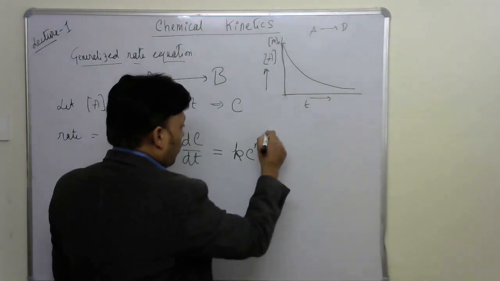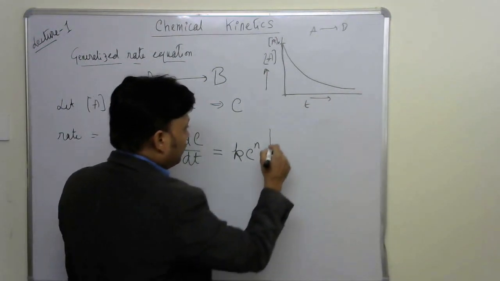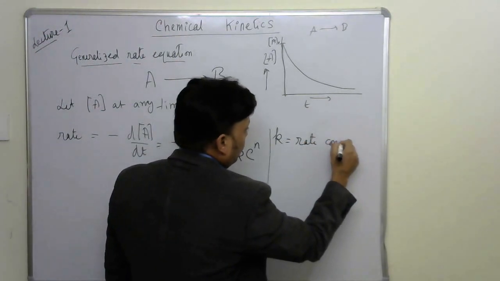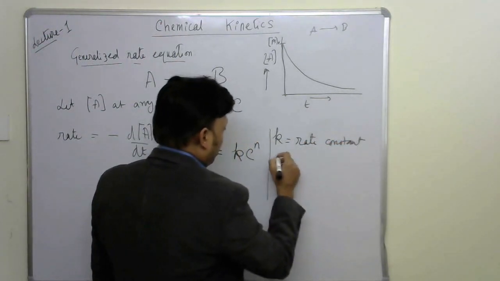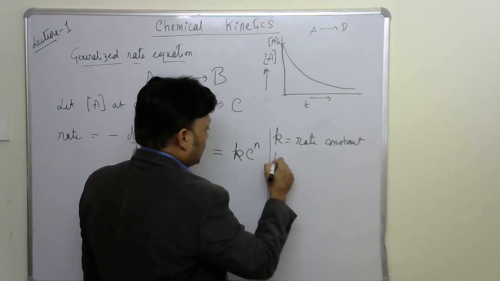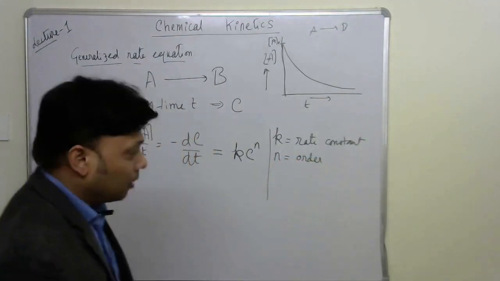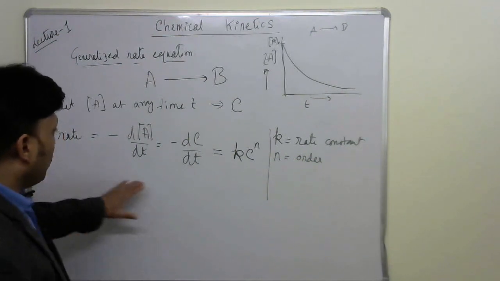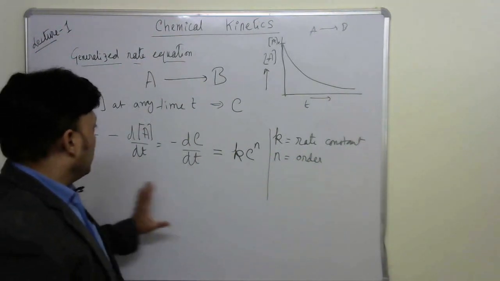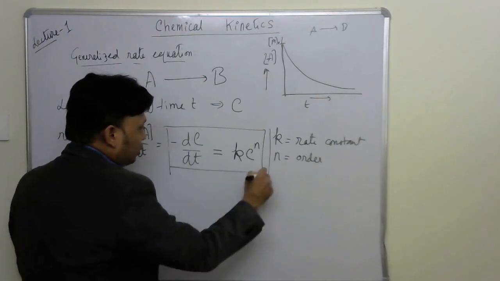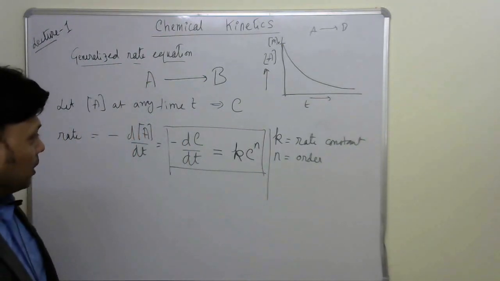So the question is, what are K and n? Let's define that K is a constant known as the rate constant, C is the concentration, and n is called the order of the reaction. Therefore, we can take that as the generalized rate equation.